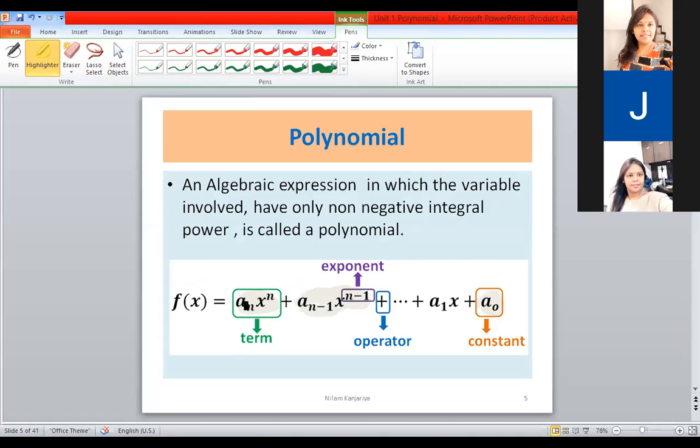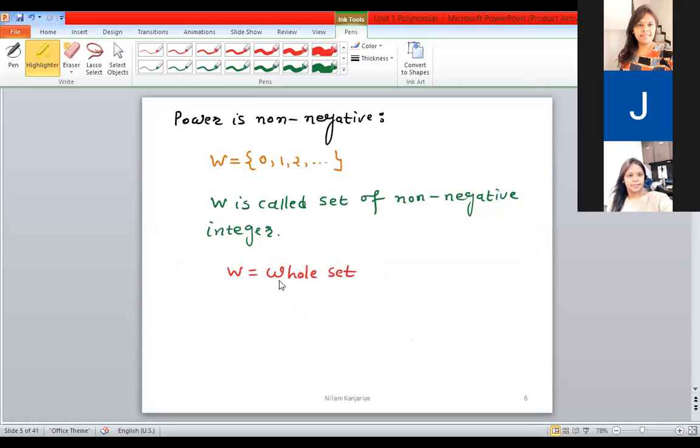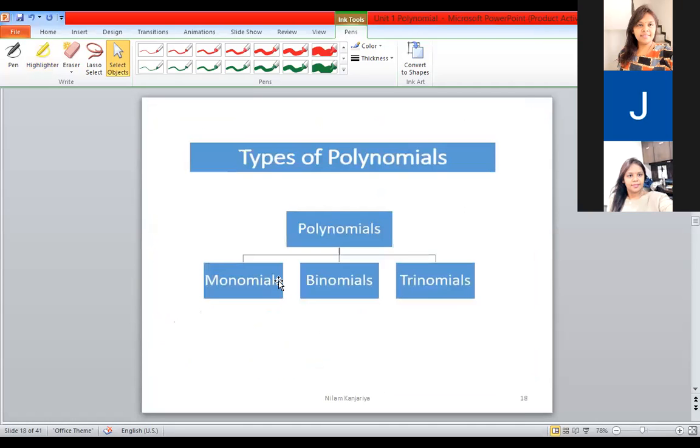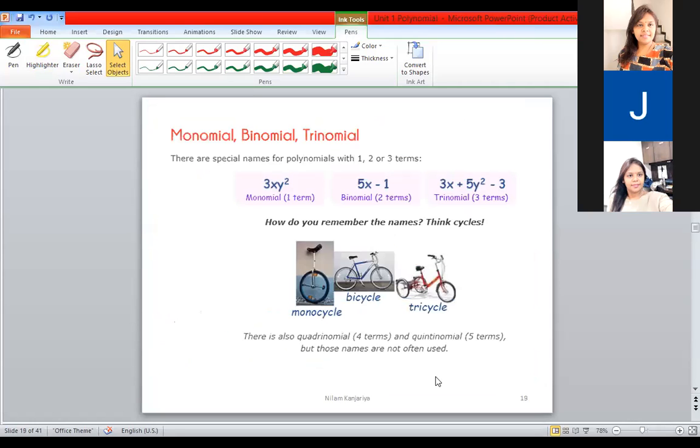So the type of polynomial depends on the number of terms. How many terms are in this polynomial? Let's look. Types of polynomial are of three types: monomial, binomial, and trinomial. Now first we say what the meaning is, and this type of polynomial depends on the terms. Look at the screen.